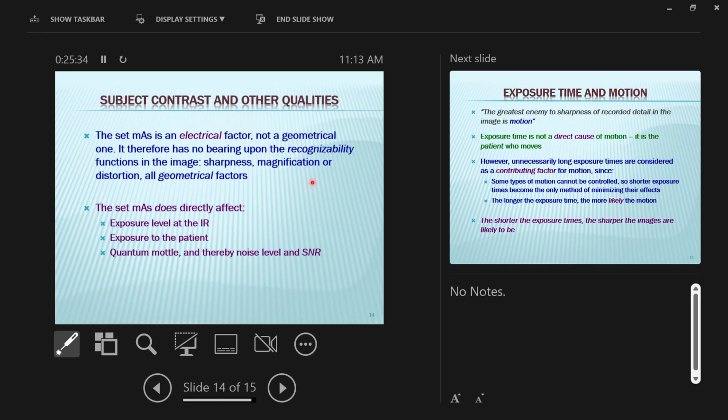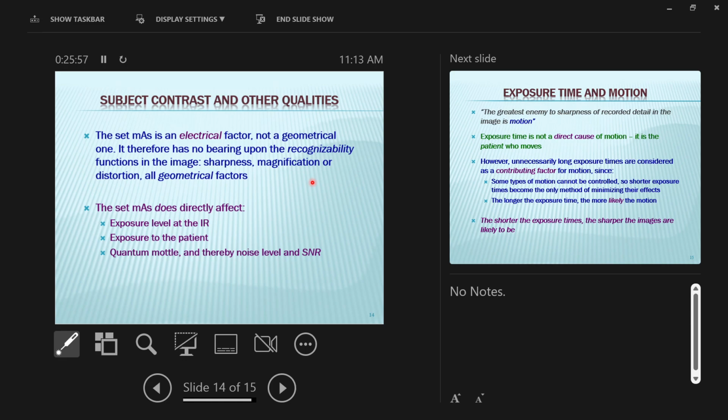And last notes here, mAs is an electrical factor. It's not a geometric factor, right? With the hands that they showed you, or the catheter they showed you, changing mAs didn't change the shape or size of the catheter, right? Or the hand. It just changed how bright or dark the hand was.